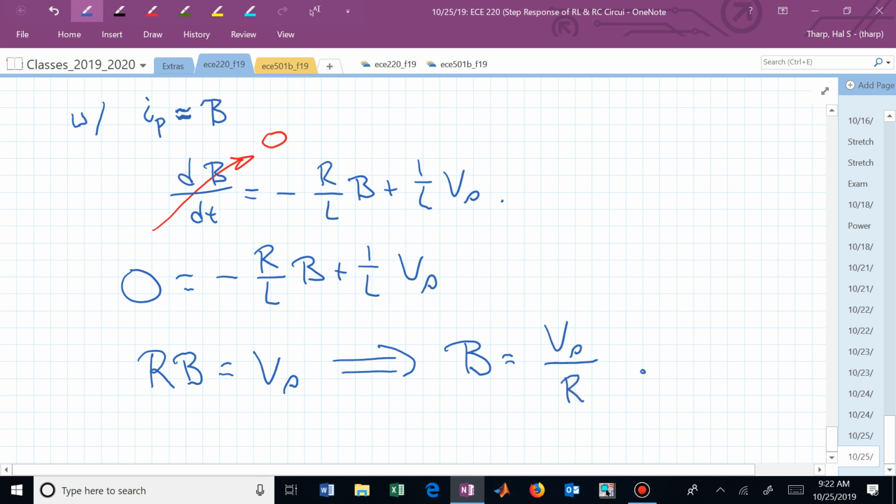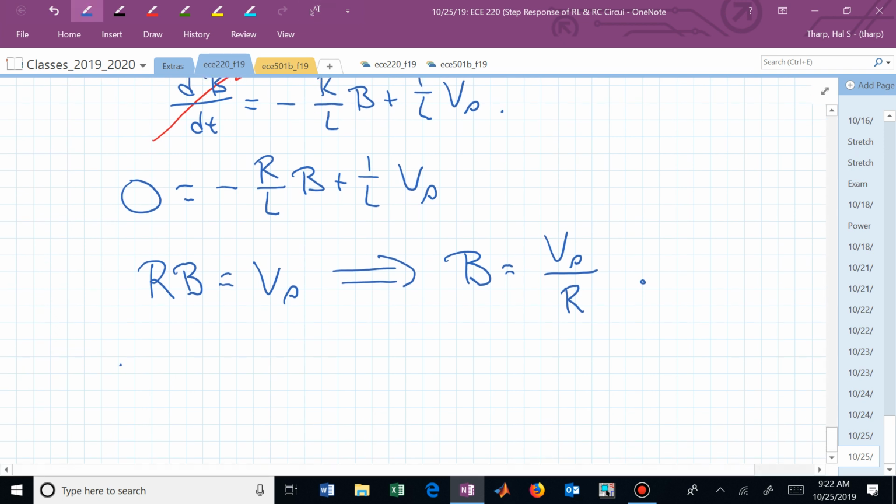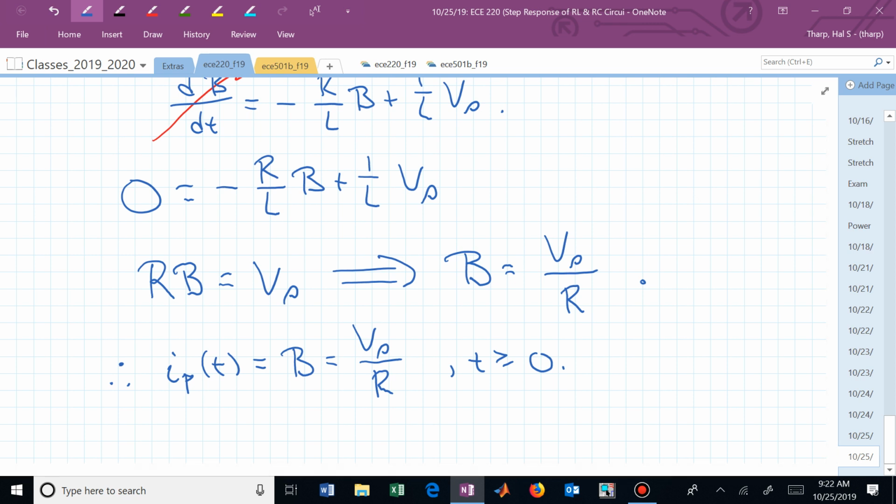V sub s was a given, and R we're assuming we know. That's the resistor in our circuit. Now we know our particular solution. I sub p of t is now b, and we've now found b. That's now v sub s over R, and that's what the particular solution is for all time beyond 0.